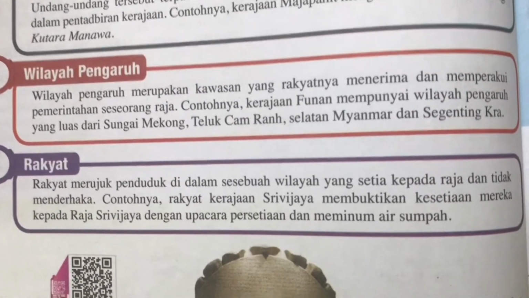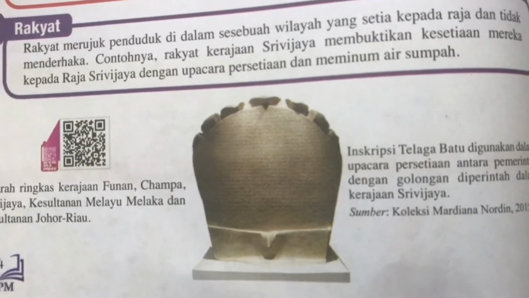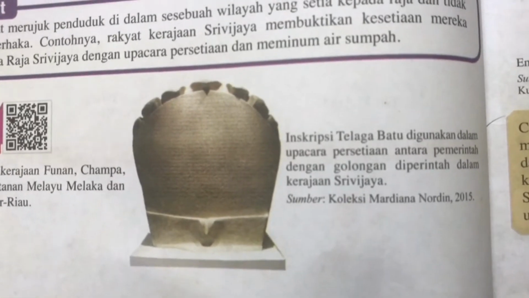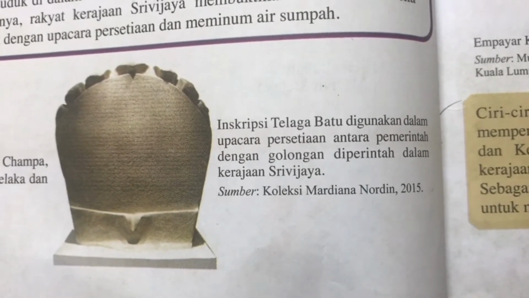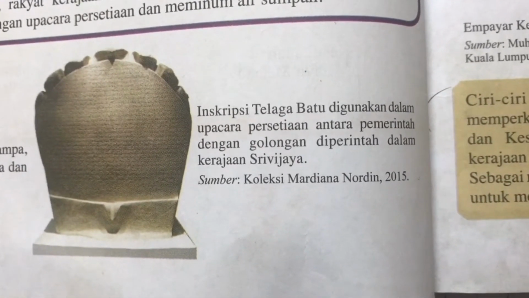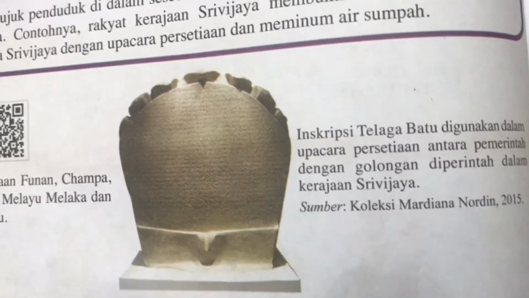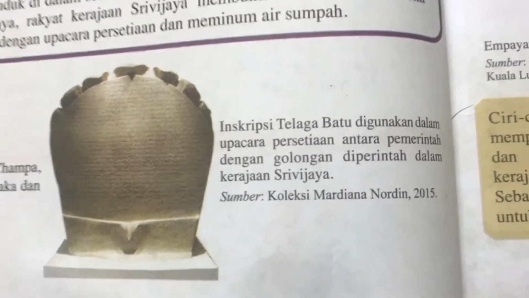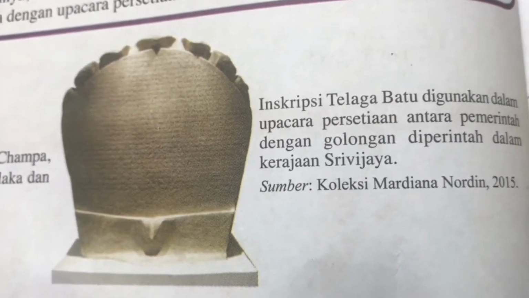For example, you see something that looks like a clam, but it's not a clam. It's an inskripsi Telaga Batu, digunakan dalam upacara persetiaan antara pemerintah dan golongan diperintah dalam kerajaan Sriwijaya. So when you see this thing, I already know, oh, this is going to be a famous objective question or could be in a structure question. So what kerajaan? Involving kerajaan Sriwijaya. Faham tak? Simple.